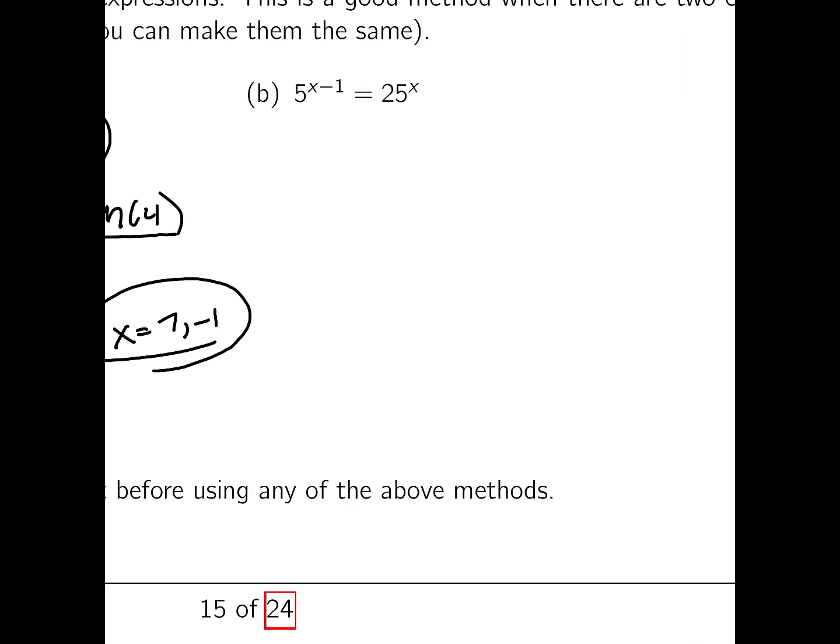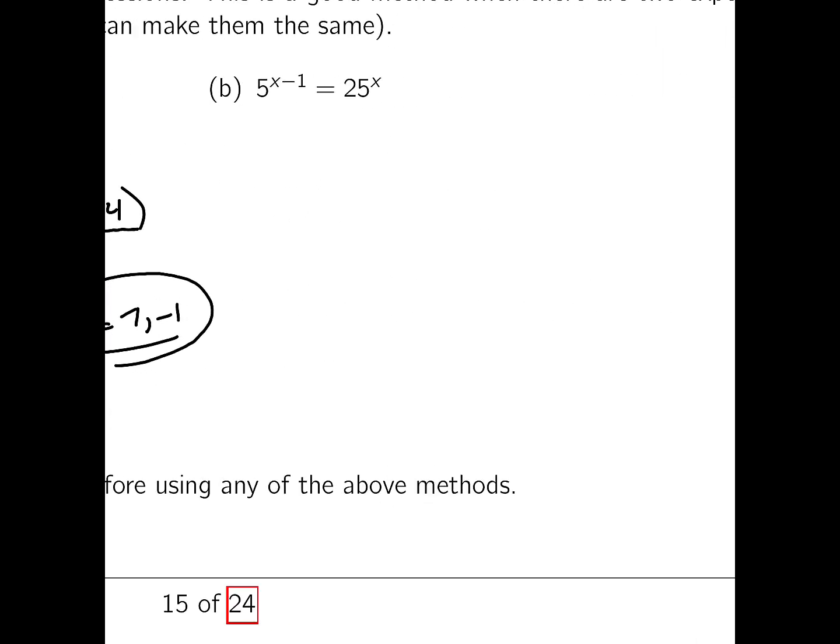All right, let's try this in B. Here I have 5 to the x minus 1 is equal to 25 to the x. And looking at this, I have exponents on both sides, and so I am really tempted to just equate those exponents and make it x minus 1 is equal to x. Unfortunately, though, I can't do that, and do you see why? It's because my bases aren't the same. I have 5 to the x minus 1 is equal to 25 to the x, and since those bases aren't the same, I don't know that those exponents have to be the same.